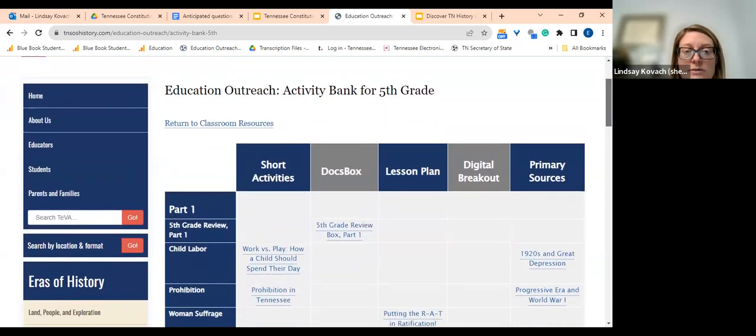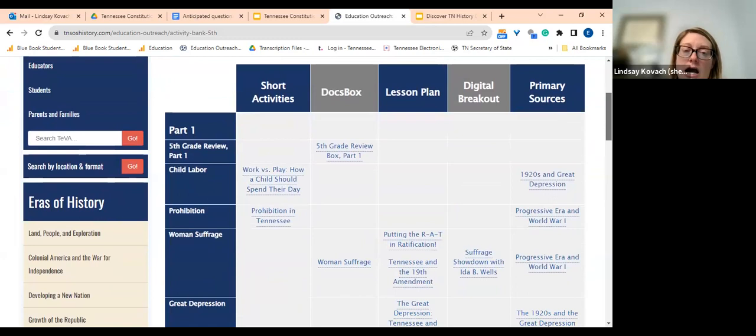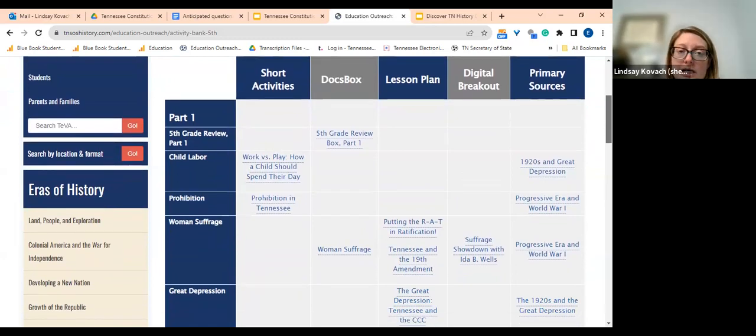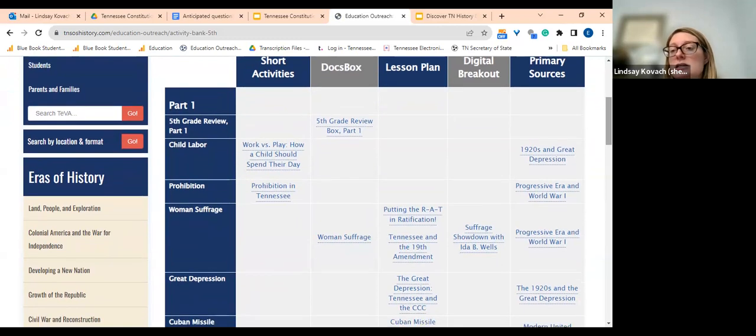And as you can see, we have a nice chart here that shows what we have available, whether it's short activities, a docs box, a full-blown lesson plan, a digital breakout, or just primary sources. And the primary sources is just another page where you can click, just like I showed you earlier on the Eras of History. But you can also go here and you can see child labor.